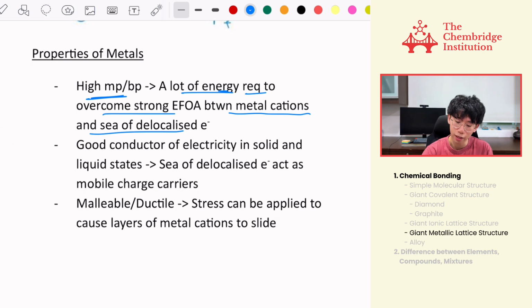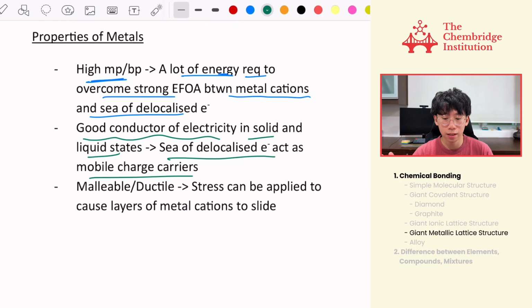Next, they also are good conductors of electricity in the solid and liquid state because of the sea of delocalized electrons. These act as mobile charge carriers. Lastly, your metals tend to be malleable and ductile. This is because stress can be applied to the layers of metal cations and it will cause them to slide easily. Because it's so easy to slide, that's why we say it's very malleable or ductile.